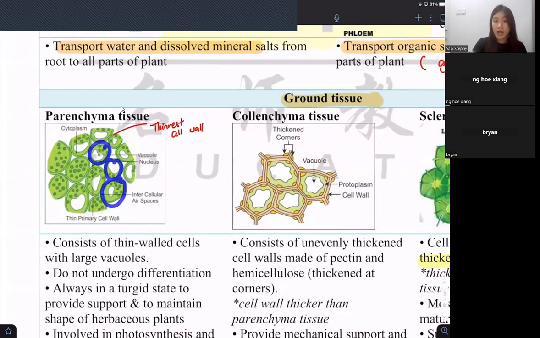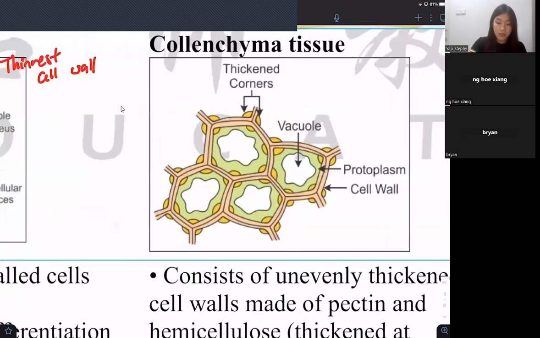And then this one is for the parenchyma tissue. Because normally for the collenchyma tissue, you can see it has the double layer here, because this one is quite thick compared to the parenchyma. They are thicker than the parenchyma. So for this one, the cell wall is thicker, so you can see the double layer.